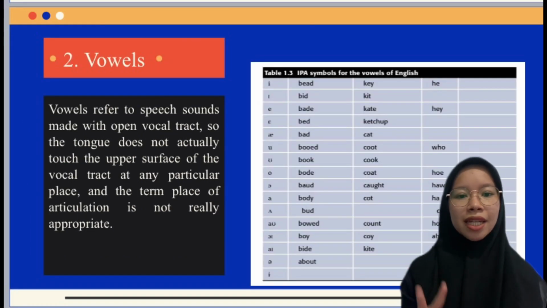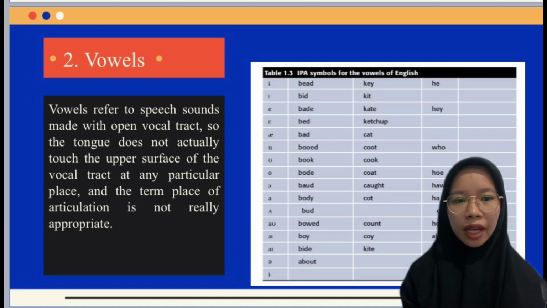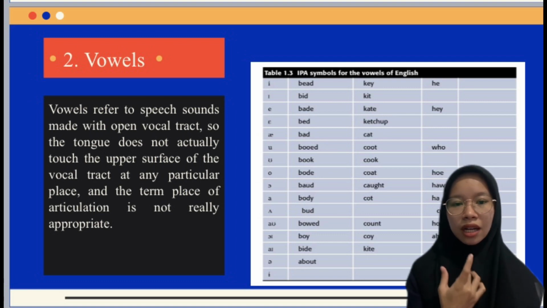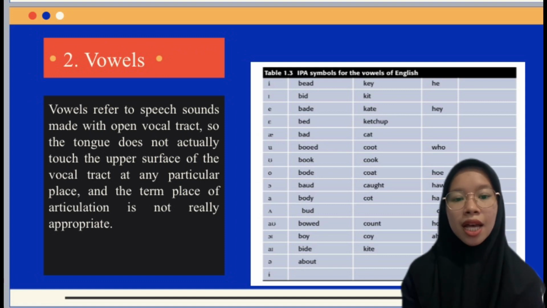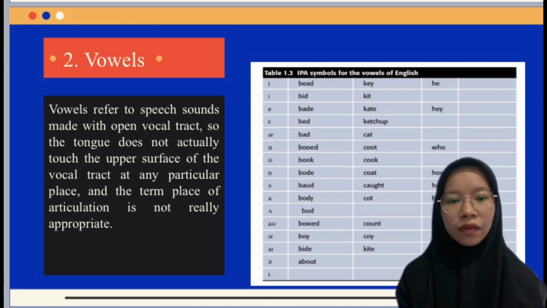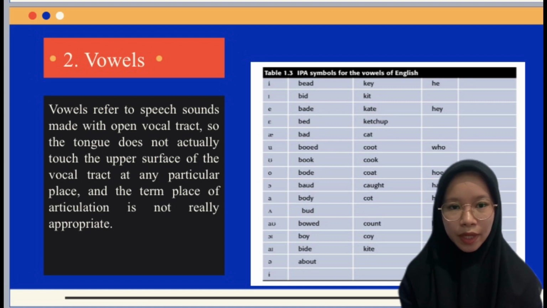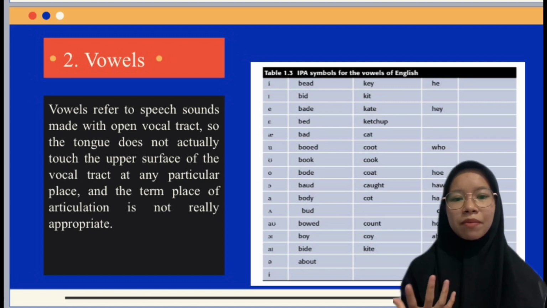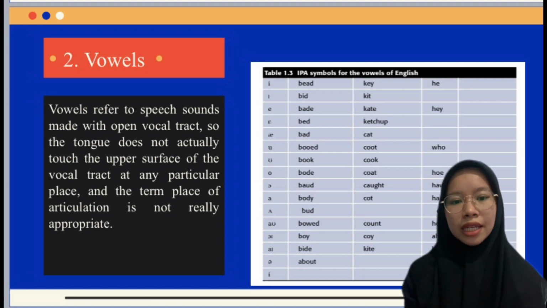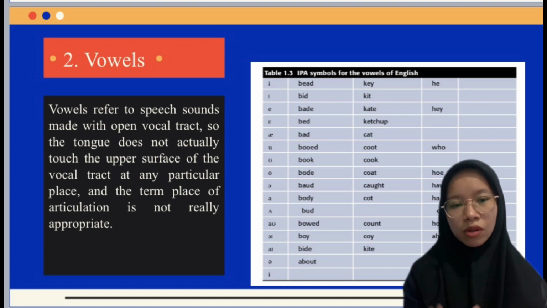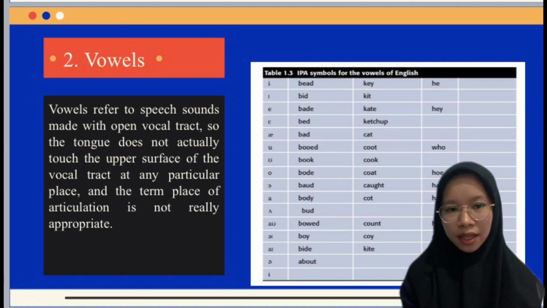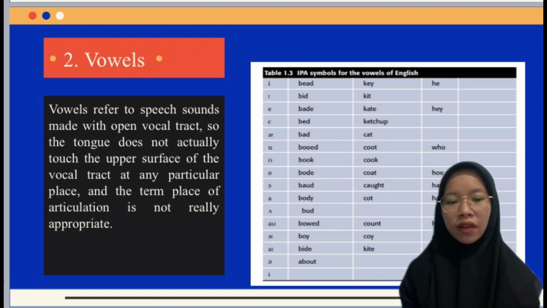And the second point is vowels. So vowels are speech sounds made with an open vocal tract, so the tongue doesn't actually touch the upper surface of the vocal tract at any particular place, and the term place of articulation is not really appropriate. Even though it may be difficult to tell where the tongue is supposed to be, if you try to pronounce the vowels, you will notice that it's not touching the top of the vocal tract.